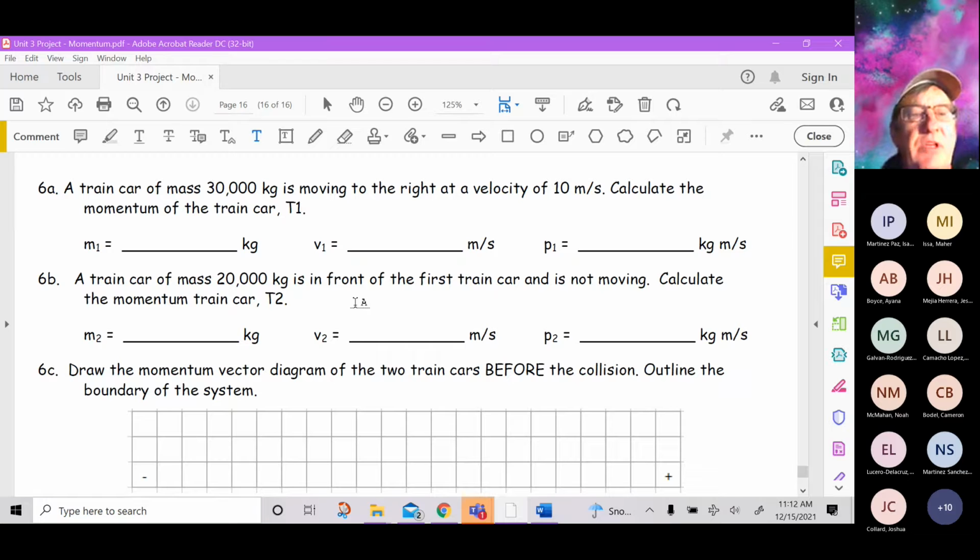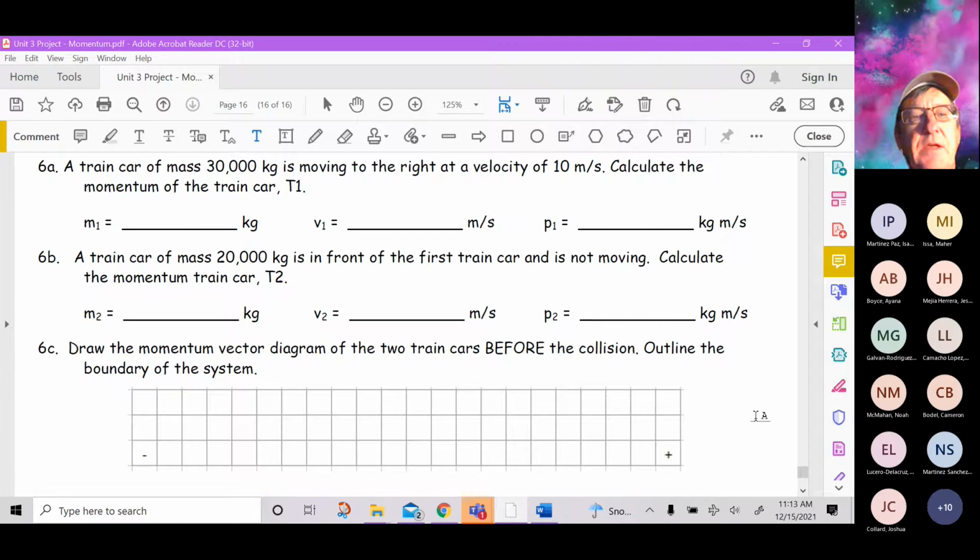Then we're going to do the same thing for the second car. Fill in its mass. It's in front of the first car. It is not moving. Oh, that's handy. That means velocity must be 0 if it's not moving, huh? How nice is that? It's not moving. It has 0 meters per second velocity, and that makes momentum easy to figure out, doesn't it?